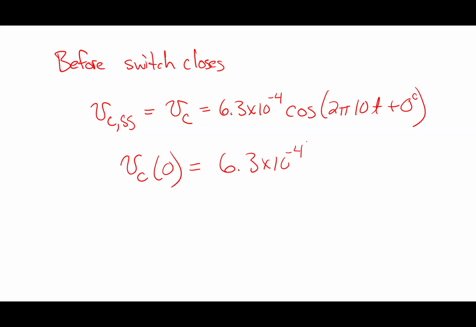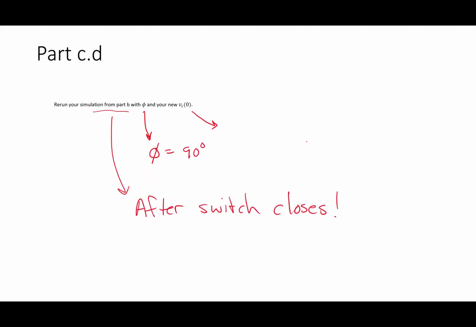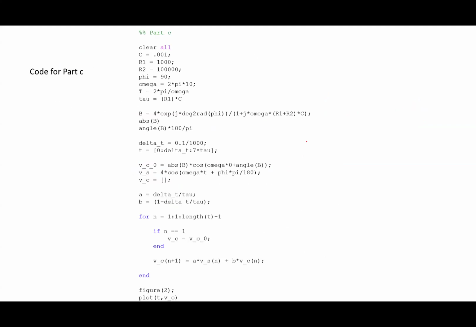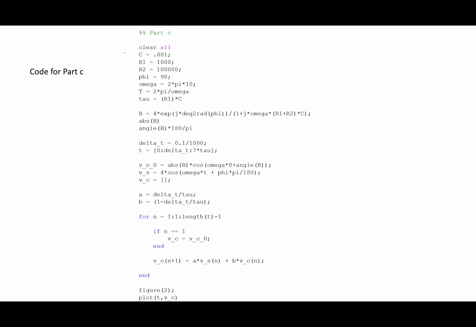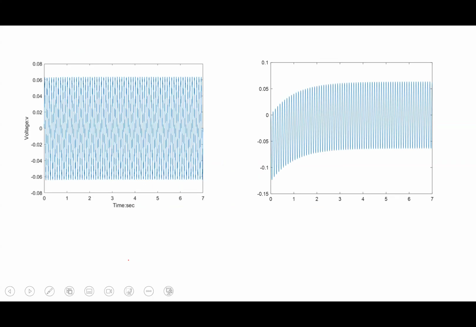What I then ask you to do is say, okay, now rerun your simulation with phi equal to 90 degrees and my new initial condition. So all I did was rerun the whole thing again, for that part here. Here are the results that I get. This was with the phi in the source equal to 0 degrees. This is with the phi equal to 90 degrees.